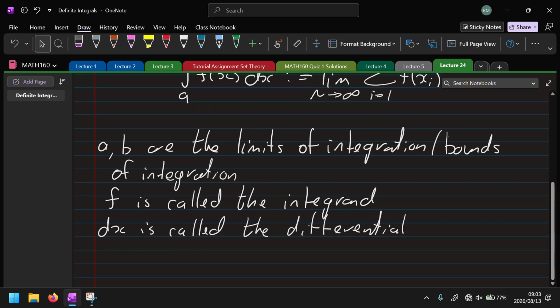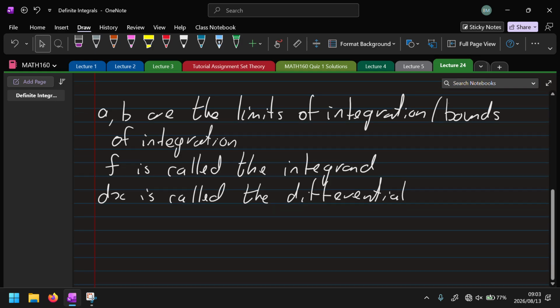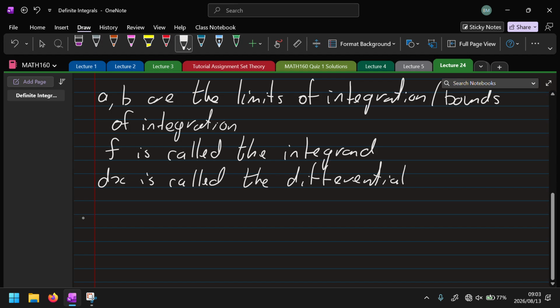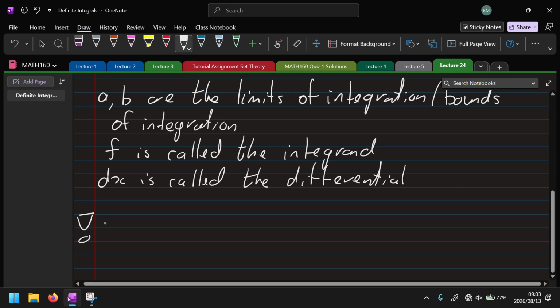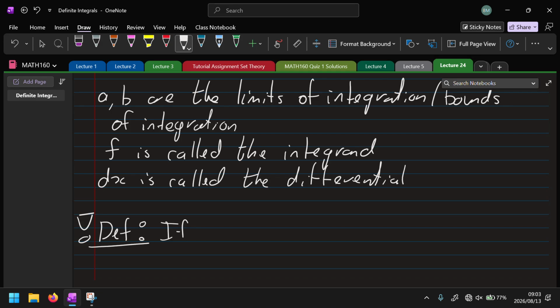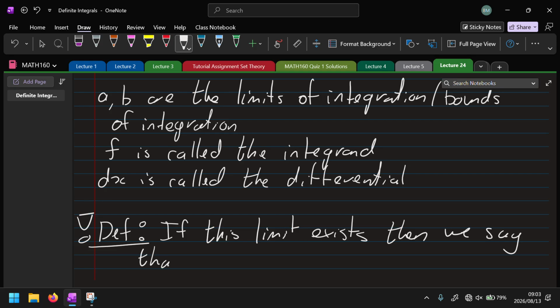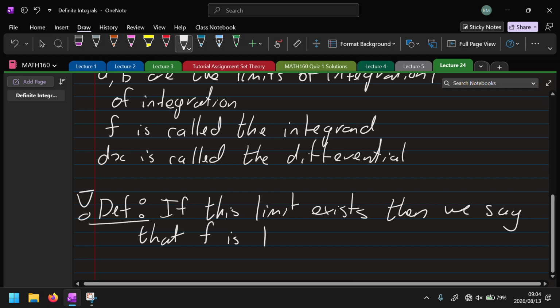So again, this is just some terminology. I will be referring to f as the integrand. You need to know that just means the function. Okay. Now something very important. Definition. If this limit exists, then we say that f is Riemann integrable.